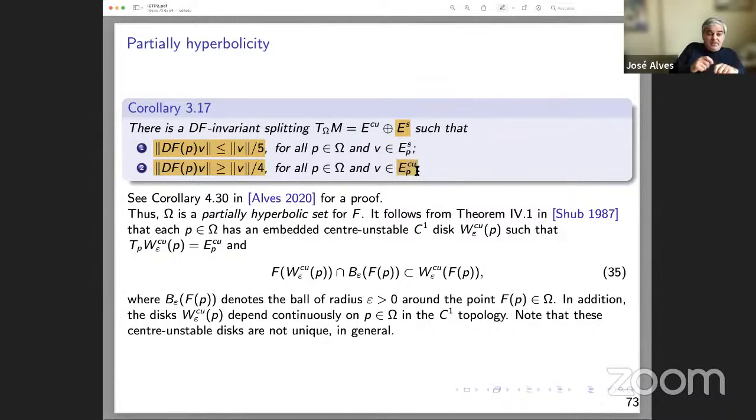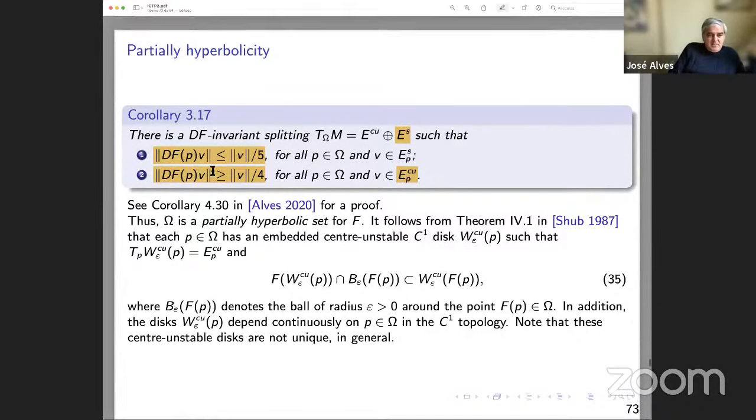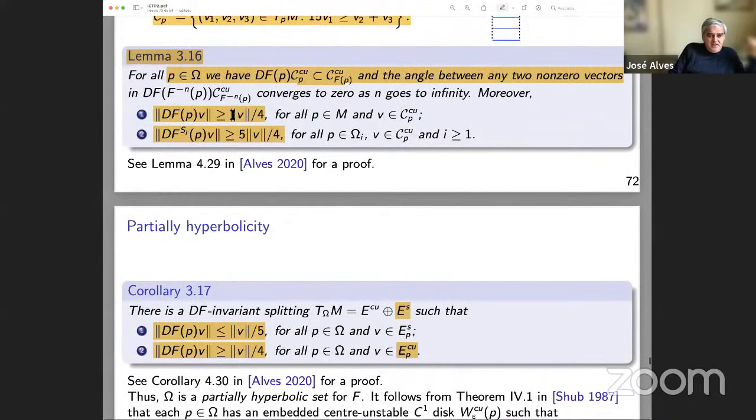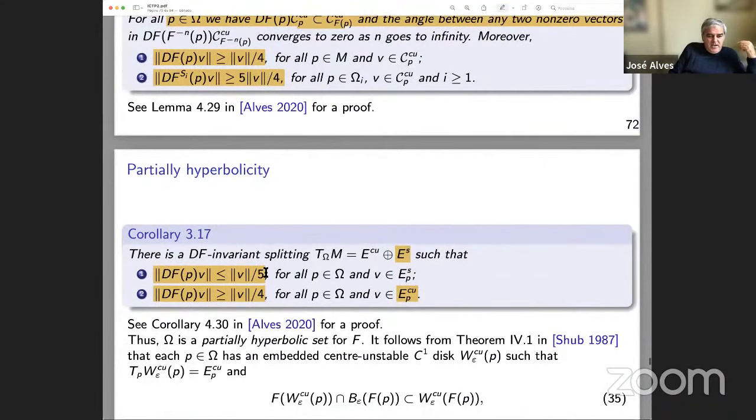So the fact that we have the cones and the slopes go to 0 makes it possible to obtain an invariant splitting. And then in the invariant splitting, this is the estimate that we had in the cone, this V/4. And so this contraction is stronger than any possible contraction here. And so this is an invariant splitting, a dominated decomposition, with a strong contraction in the other direction. This is what we call a partially hyperbolic set.